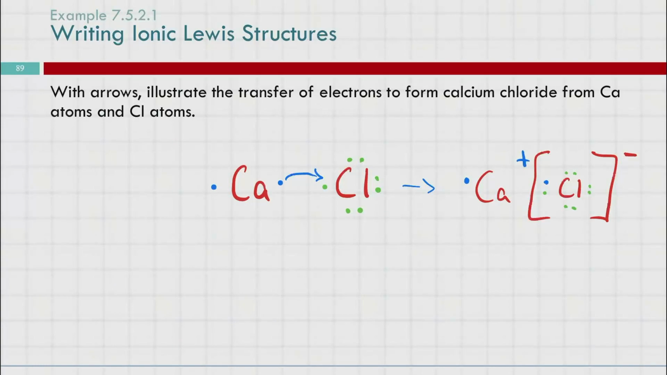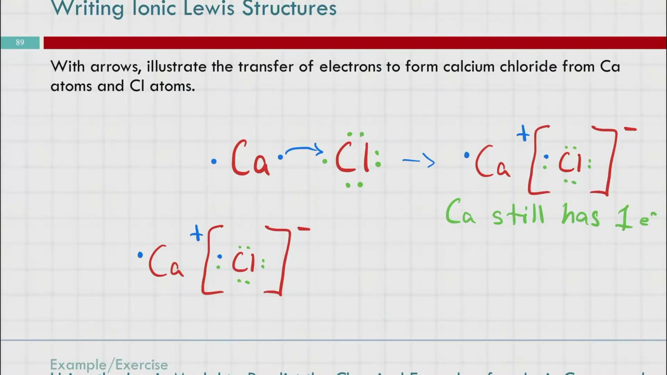In order for us to have a good Lewis structure, everything needs to have a full octet. Do we have full octets for both of our atoms here? We do not. Which one is missing a full octet? Calcium. Calcium still has 1 electron. That's a problem. That is not a good Lewis structure. So I'm going to copy paste this, and we'll think about, okay, where could we get rid of that 1 electron that calcium has?